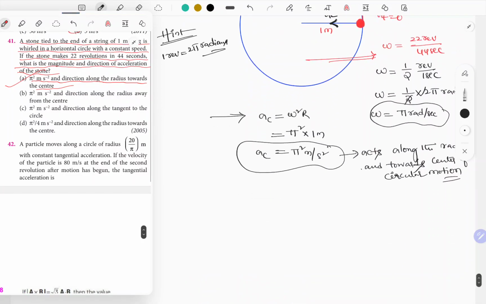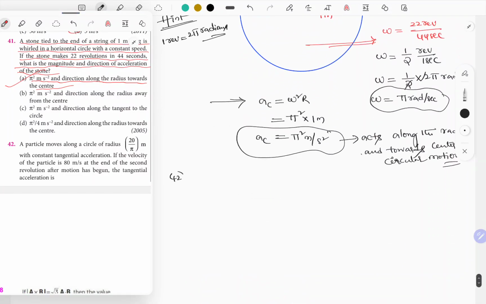Okay. Next, question number 42. Let us see what they're asking. A particle moves along a circle of radius 20 by pi.